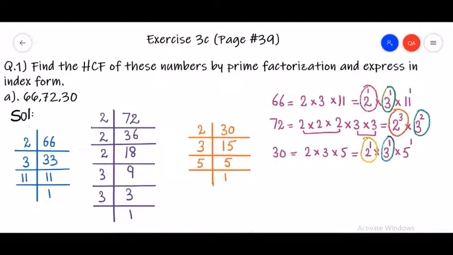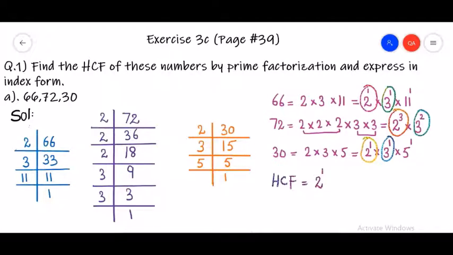As the prime factors common to all three numbers are 2 and 3. If we talk about 2, so we have two index notations with same base 2. That is 2 raised to the power 3 and 2 raised to the power 1. So which one is lowest one? Between 2 raised to the power 3 and 2 raised to the power 1? Yes, 2 raised to the power 1. So for HCF we need the smallest index notation. So we will write 2 raised to the power 1 here.